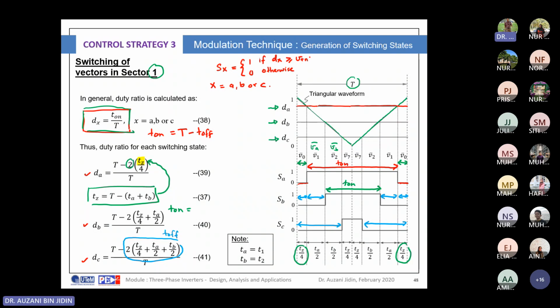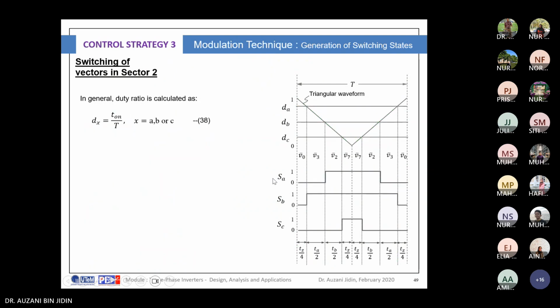Okay, case number 2, sector 2. Sector number 2. So you can see what is the difference. Okay, you can see dA on the top, the highest, right? Then sector 2 is like this, right? dB, and dC. Okay, sector number 2, remember, sector number 2.